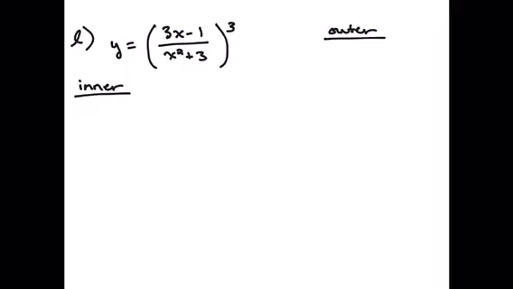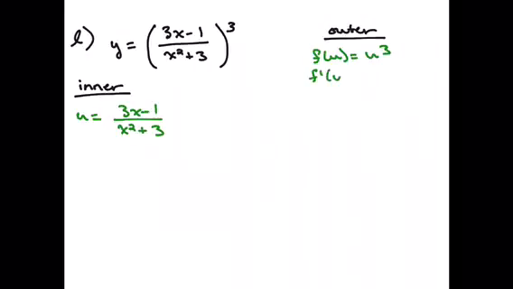Okay, this one's pretty complicated too. I have a quotient rule inside of a power rule. So it's a chain rule problem, and my inner is (3x minus 1) over (x squared plus 3). My outer is just u cubed with a derivative of 3u squared. But we're going to have to do a quotient rule to find u prime.